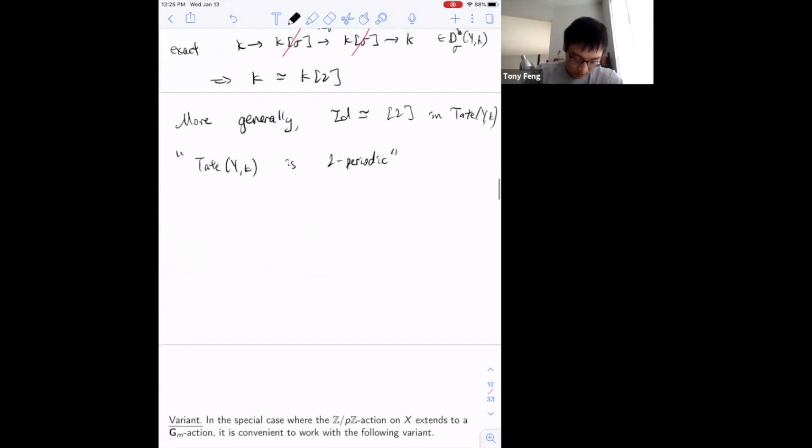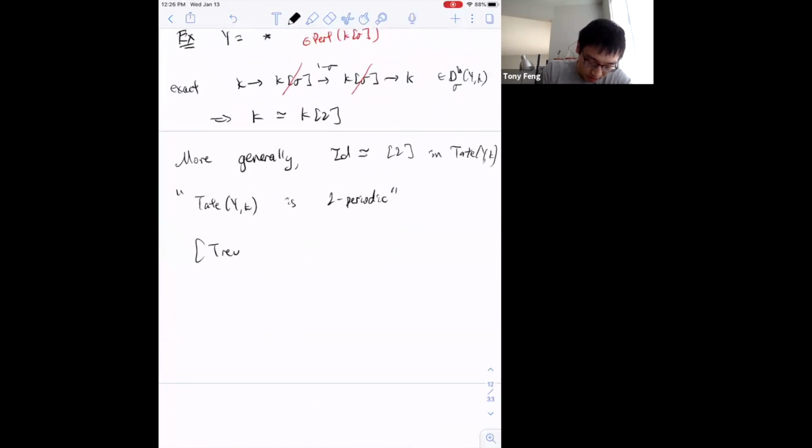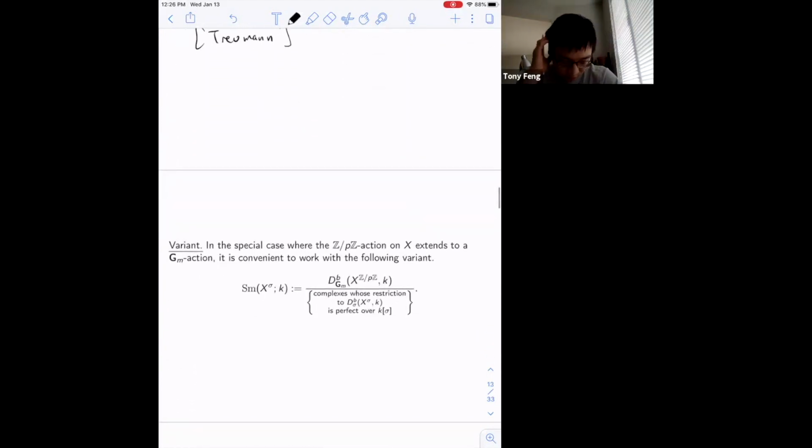Okay, and I want to emphasize, this is the formalism. I'm following a paper of Treumann. There's a variant which is considered in work of Riche and Williamson, where if you assume that the Z mod P action extends to a G_m action, then they consider something which they call the Smith category of the fixed points.